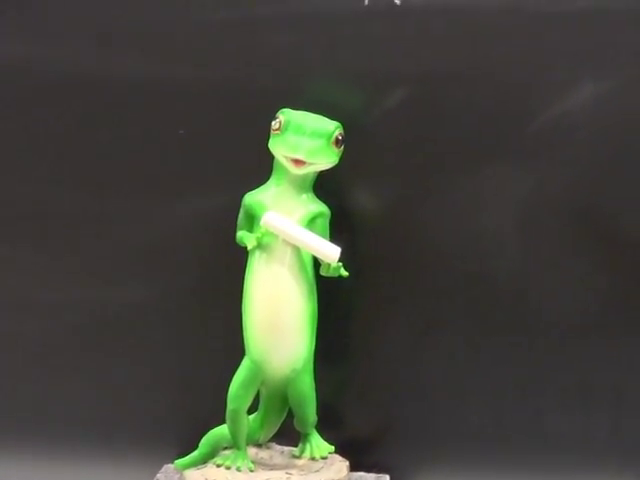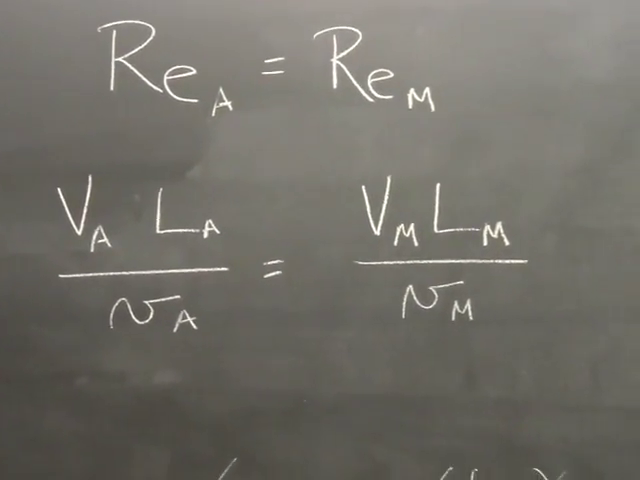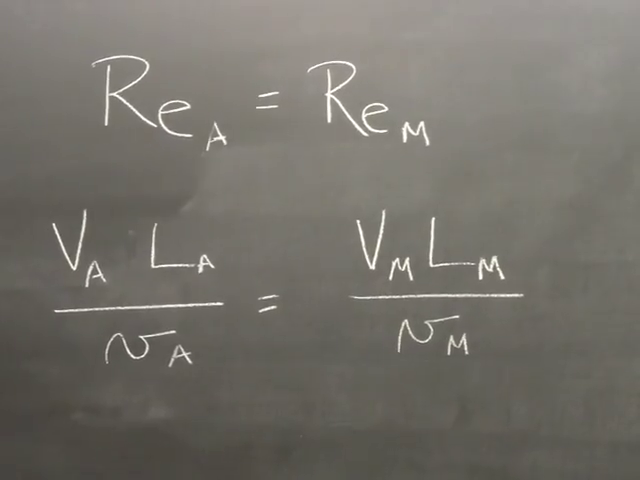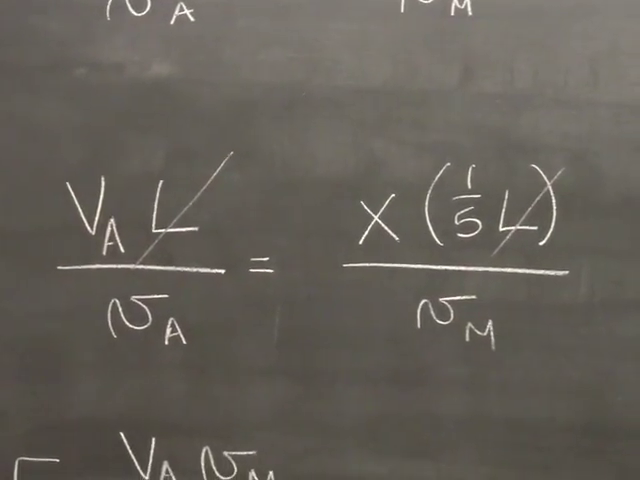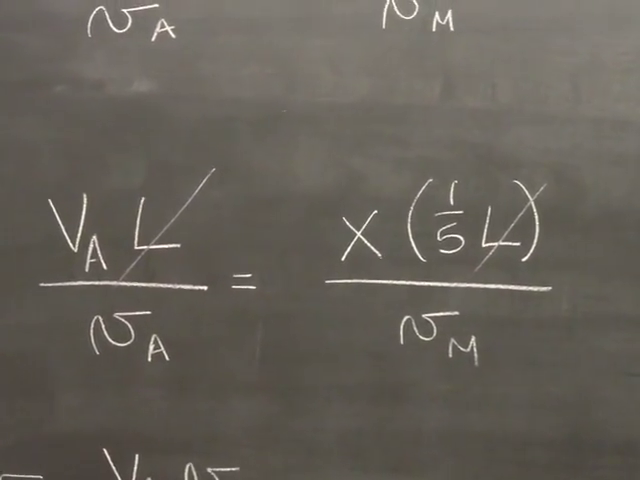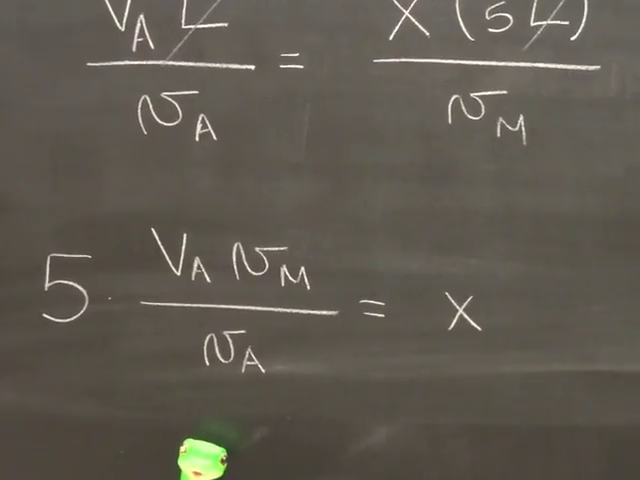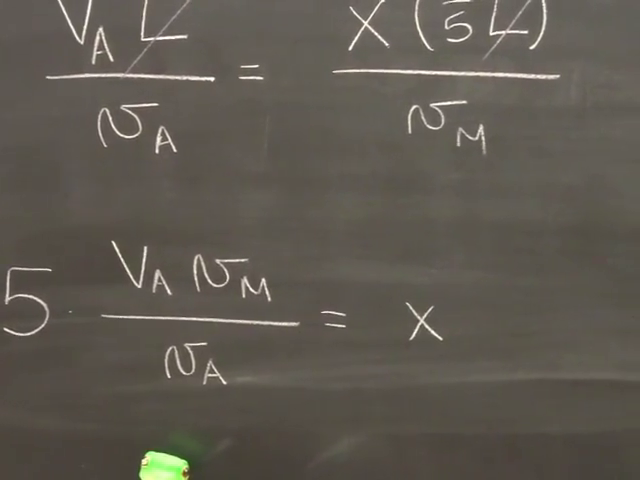For the third step, we set the Reynolds number of the actual conditions equal to the Reynolds number of the model. As you can see, we've done that. We then substitute in the variables we defined earlier in step 1. As you can see, the lengths cancel out, and we get an expression for x, which is the velocity of the water: 5 times the velocity of the air, times the kinematic viscosity of the model over the kinematic viscosity of the air.